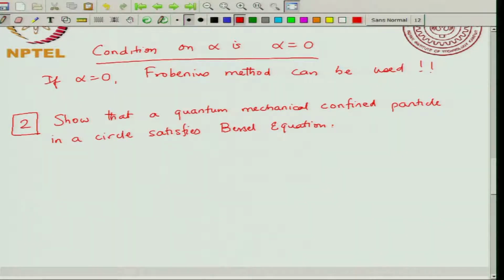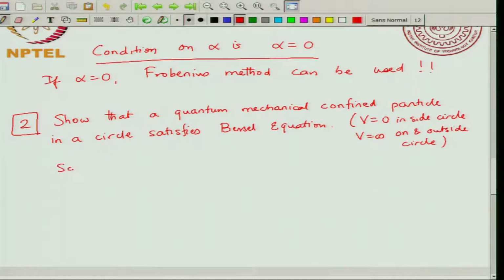The typical quantum mechanical particle in a circle satisfies Bessel equation, and I have not stated the entire question, but you should say that V equal to 0 inside the circle, V equal to infinity on and outside the circle. So, that is the condition. Just like the particle in a box, you can have a particle in a circle, and what I am asking you is to show that this satisfies something that looks like a Bessel equation.